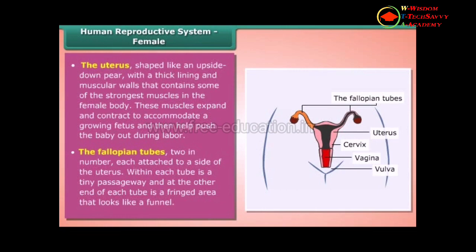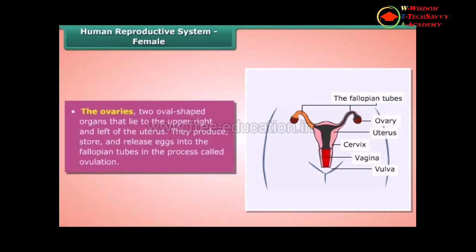The fallopian tubes, two in number, are each attached to a side of the uterus. Within each tube is a tiny passageway, and at the other end of each tube is a fringed area that looks like a funnel. The ovaries are two oval-shaped organs that lie to the upper right and left of the uterus. They produce, store, and release eggs into the fallopian tubes in the process called ovulation.